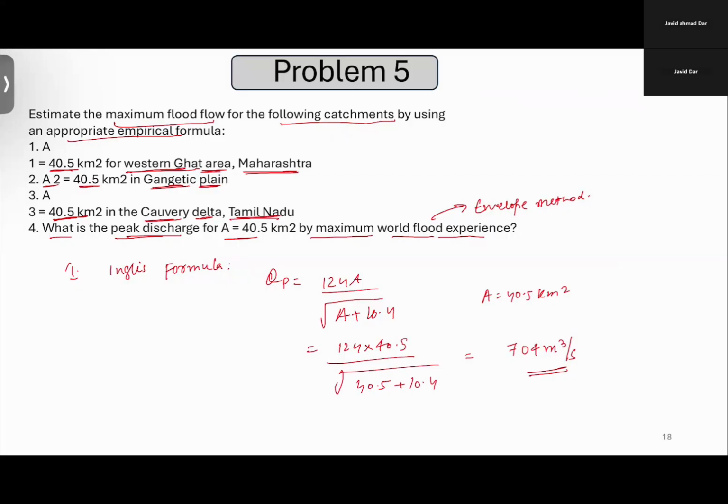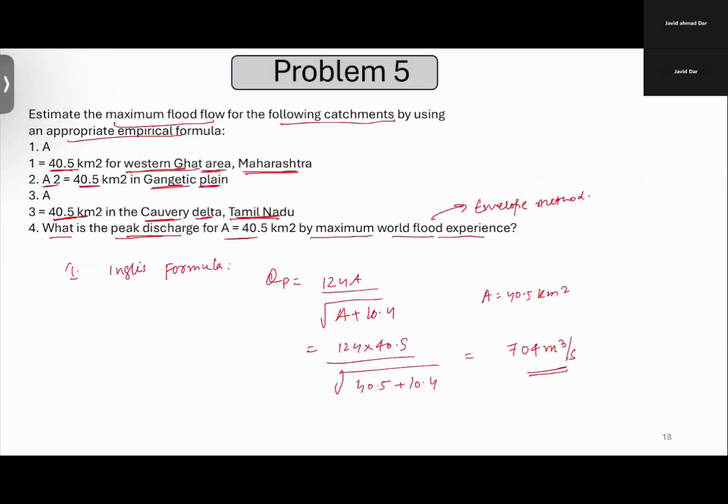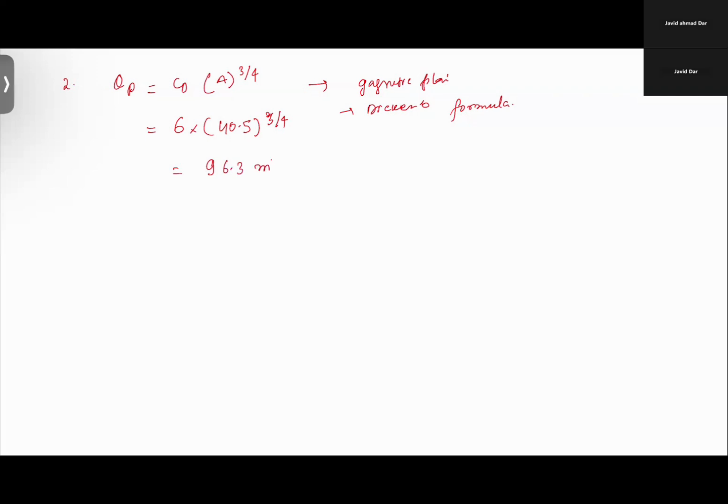Now in the second case, the catchment belongs to the Gangetic Plain, and for the Gangetic Plain, this equation applies: the Dickens formula. You can write your Q_P is equal to C_D into A raised to the power 3 by 4, as the catchment belongs to the Gangetic Plain. This is the Dickens formula. Now your C_D here is 6, and the area of catchment is given as 40.5, with a power of 3/4. If you compute the value, it will be 96.3 meter cube per second.